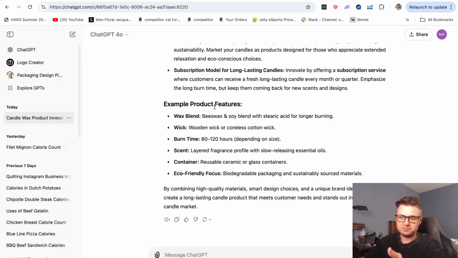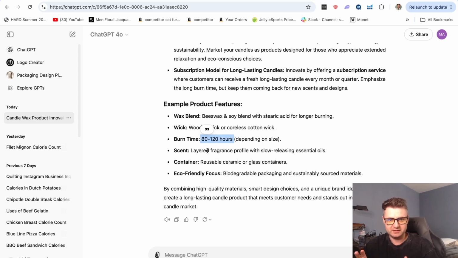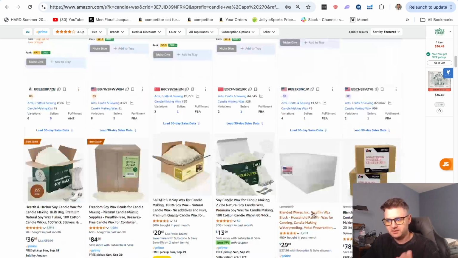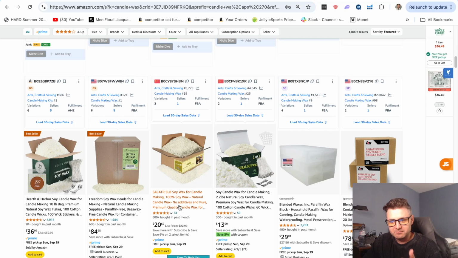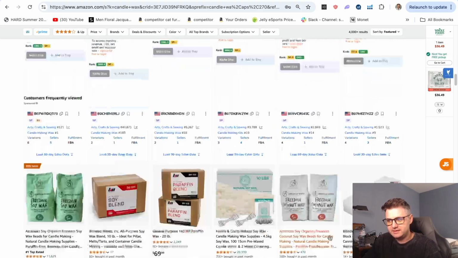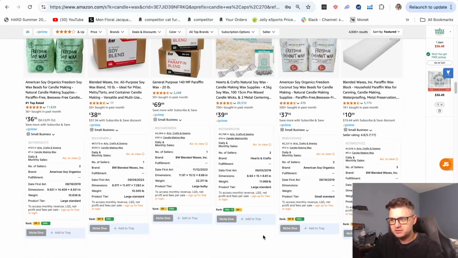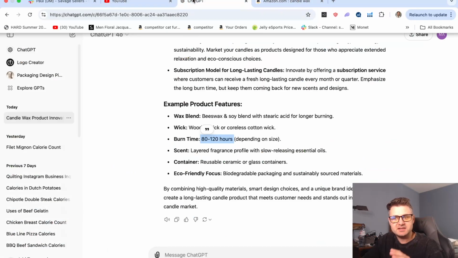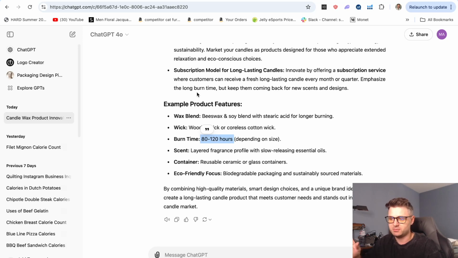And it says example product features: wax blend, wick, wooden stick, right? Burn time 80 to 120 hours. Imagine if you had that as your marketing point, right? When I go on candle wax, guys, do any of them tell me that they can go for 80 to 120 hours? None of them. None of them at all. And my point to you guys is a lot of these solutions you could solve so easily, but all of these competitors are just so lazy and they can't do it. And they're just private labeling, putting something boring up, right?